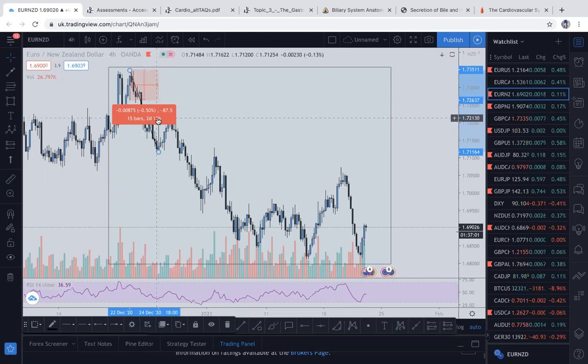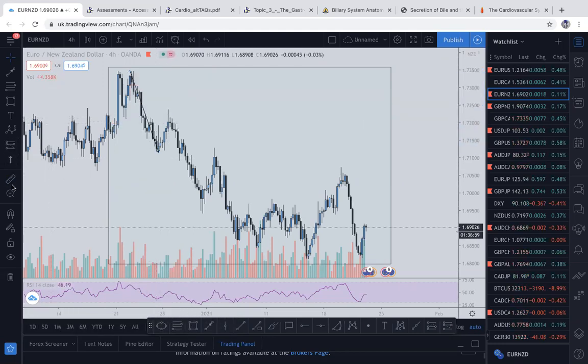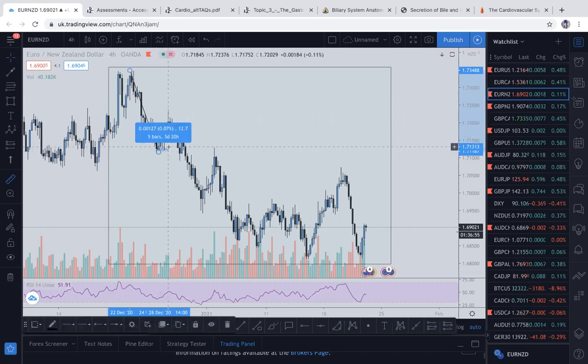12 hours. If I pull this one from here to there, look at that. This was 5 bars, but then it took 3 days and 20 hours. So this teaches you how fast your impulsive waves are going to be compared to the corrective waves in the market.